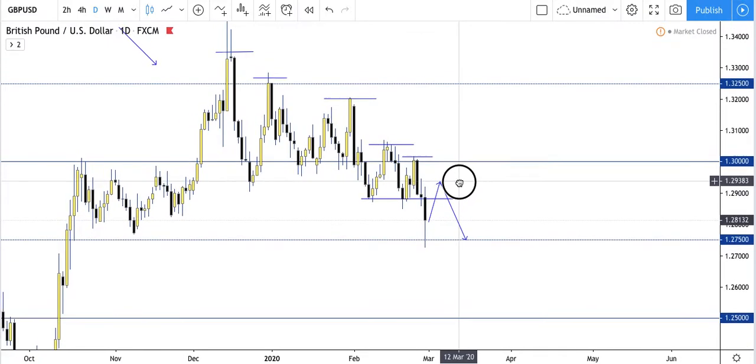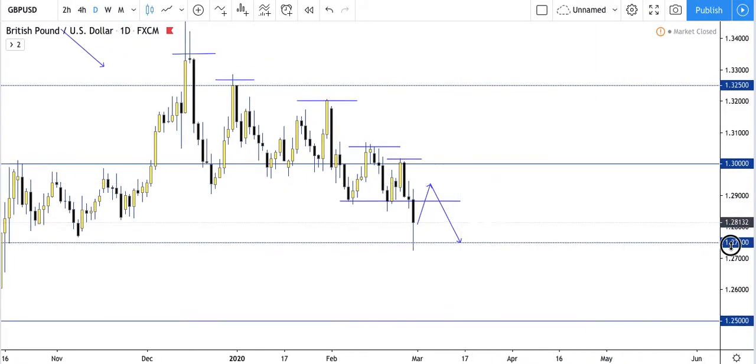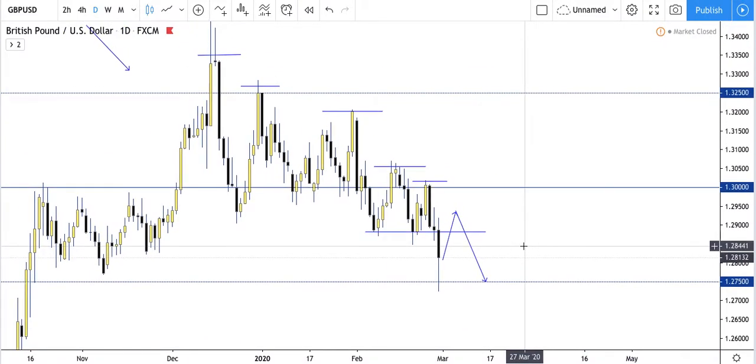Alright guys, so GBP USD, I'll be keeping a close eye on the daily closure, and we would be looking for a potential sell opportunity on this. We're not going to be looking for buys on GBP USD.